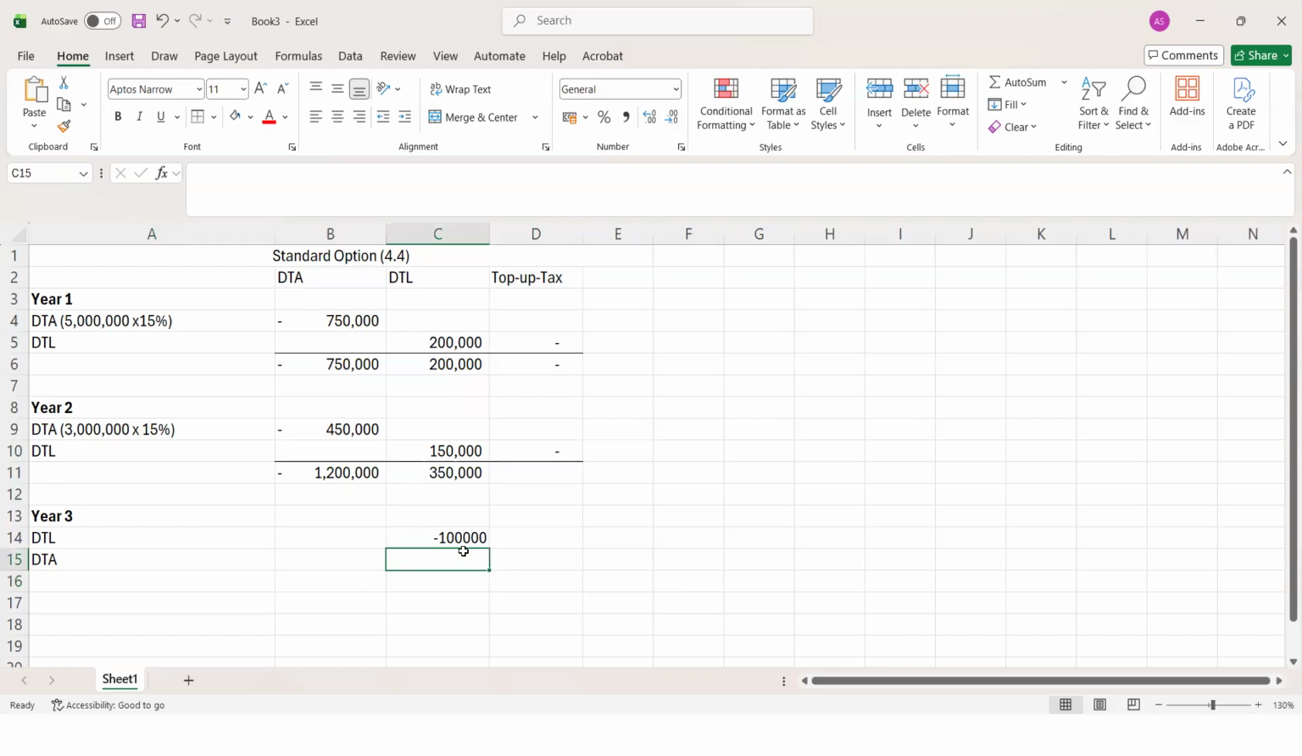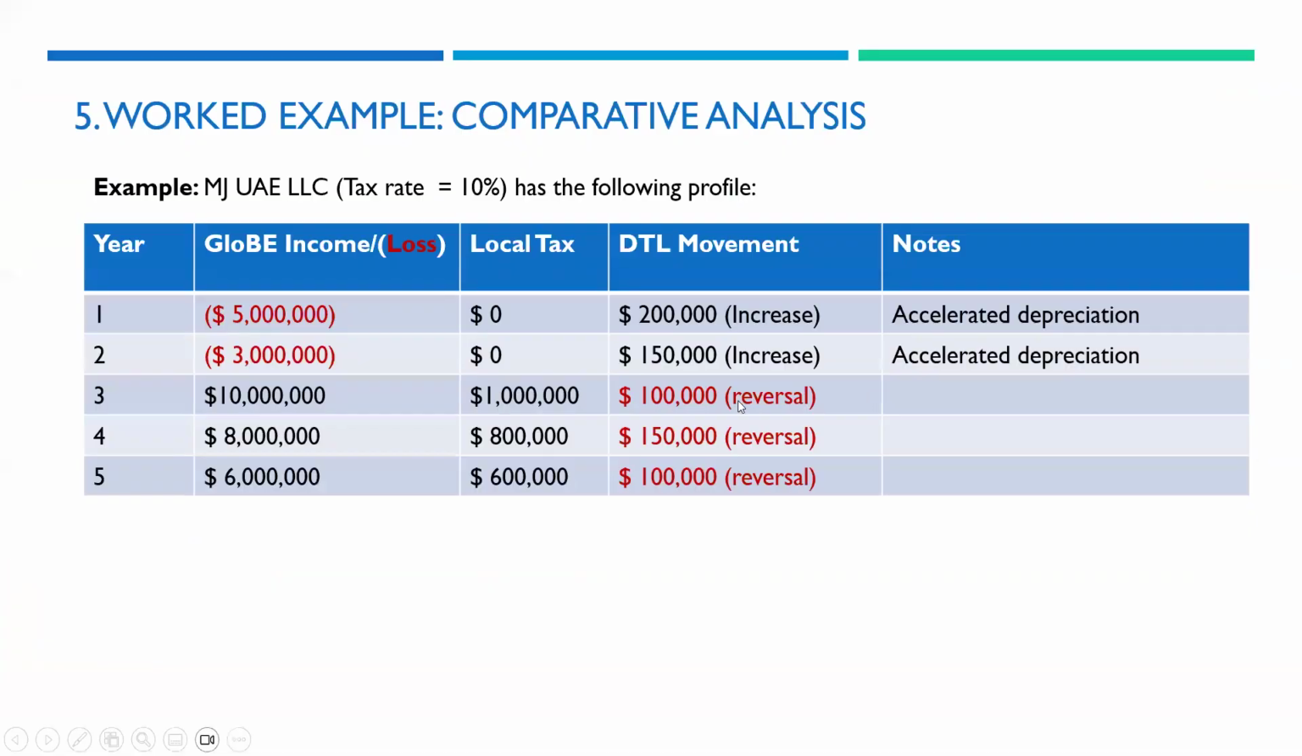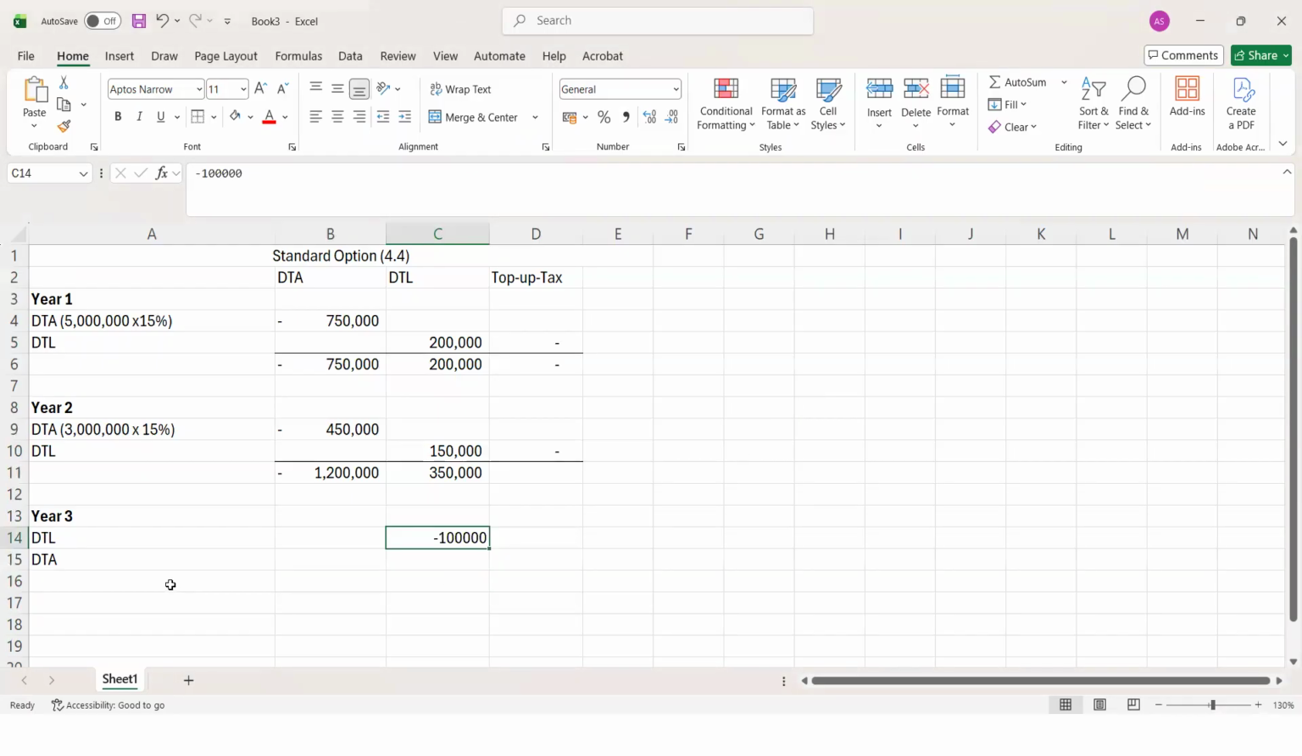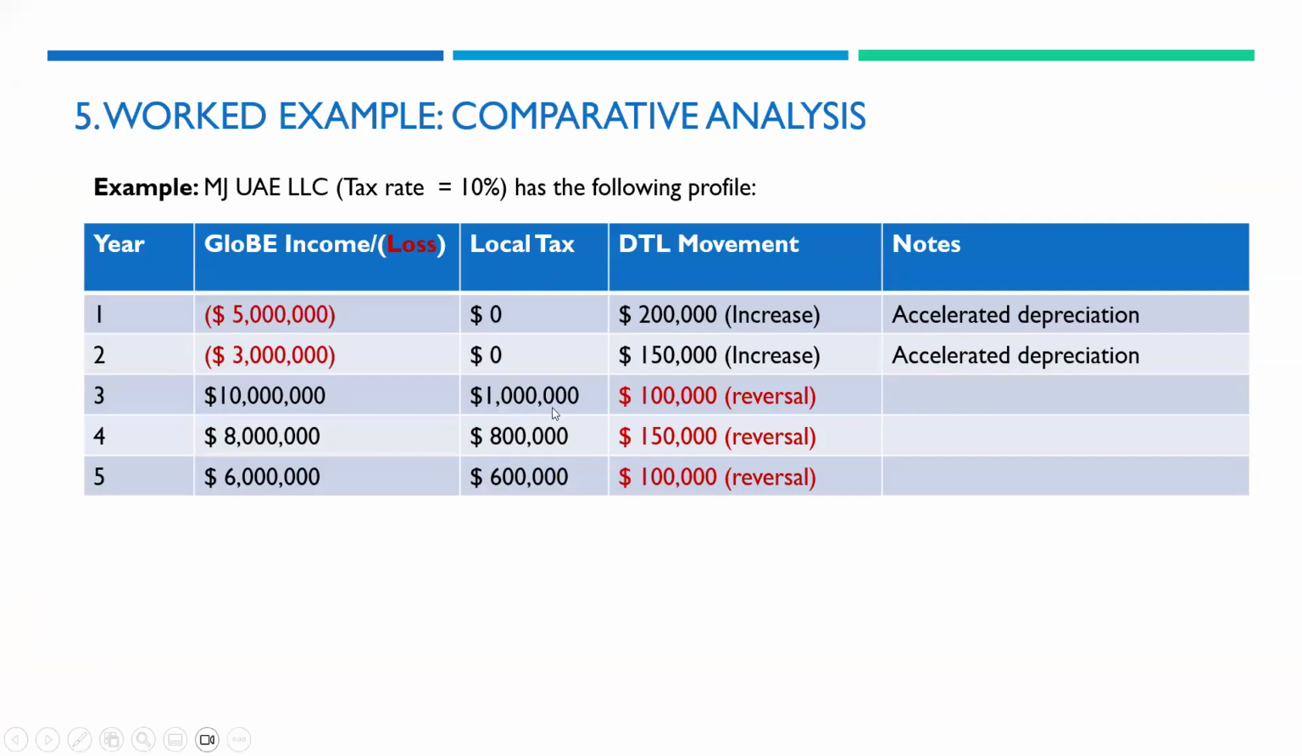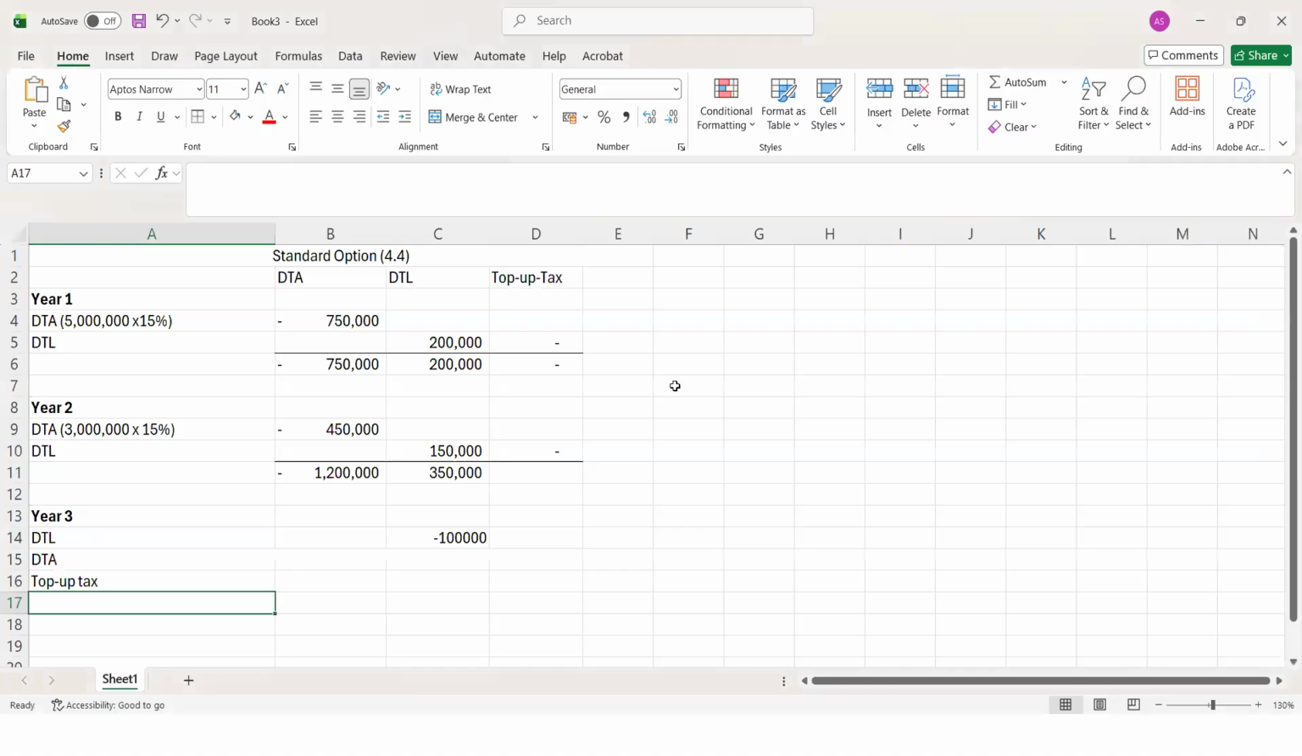Yes, 350 was my DTL balance. This year there is a 100,000 reversal from it, so the DTL balance becomes 250. Correct? So now we have to calculate our top up tax. So what is my domestic tax? 1 million. Yes. Plus 250. No.